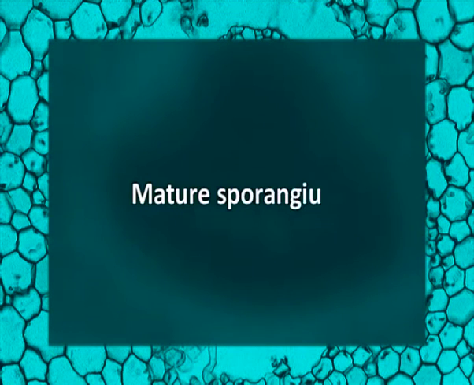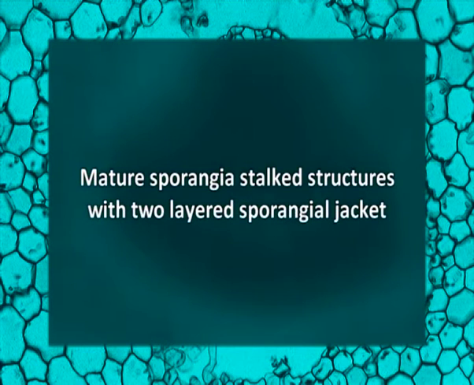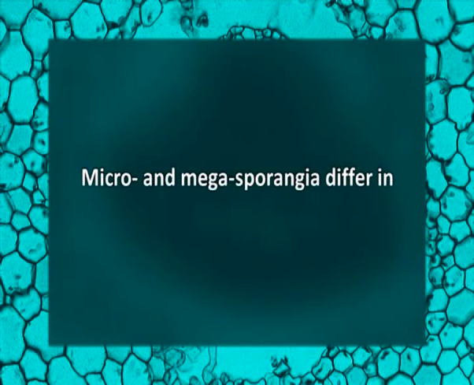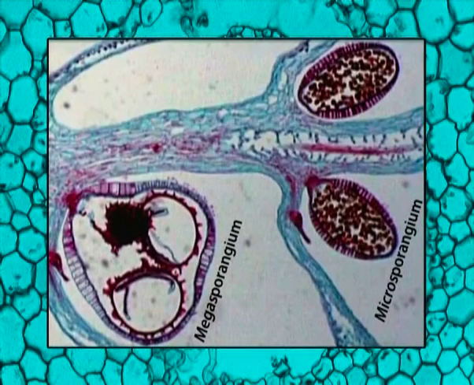Now, mature sporangium. Mature sporangia are stalked structures with a two-layered sporangial jacket. The cells of the outer jacket layer are elongated and contain chloroplast. The micro and the megasporangia differ in size, shape, and color. The microsporangia are slightly elongated, yellow, red, or orange in color. The megasporangia are larger and paler and assume the shape dictated by the enlarging megaspores within.